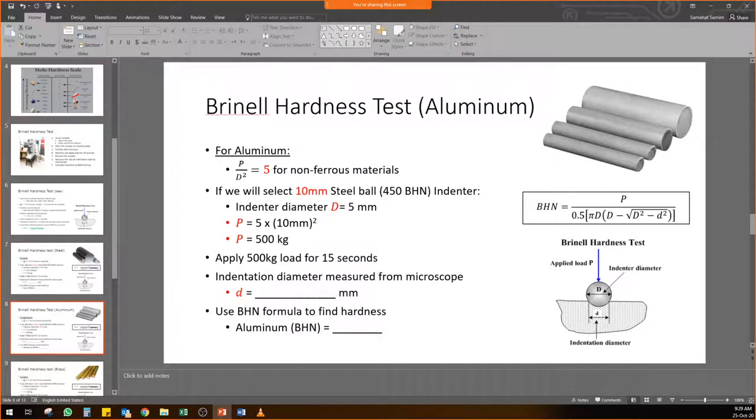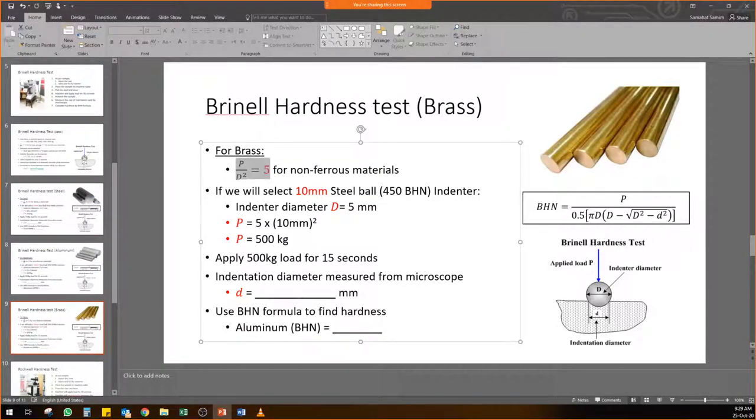I'll tell you now. If you go to the brass testing, the P by D square formula for non-ferrous material is P by D square equals 5. Because this is 5, now we can select 10 millimeter, because if you check the formula, the indenter diameter is 10 millimeter. We can put this to be 5 multiplied by 10 square, which will be 500 kilogram. So I can put 500 kilogram at the back of the machine. That is simple. So that's why I used the 10 millimeter indenter, bigger size.